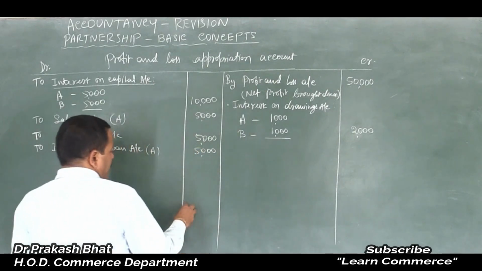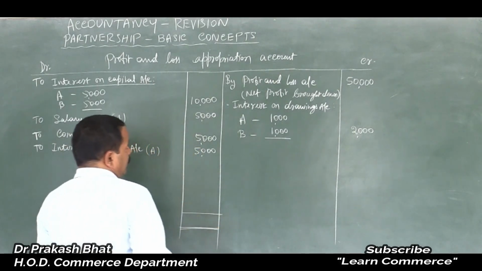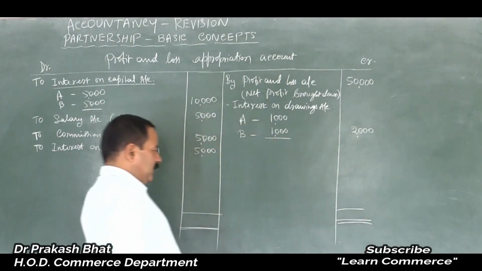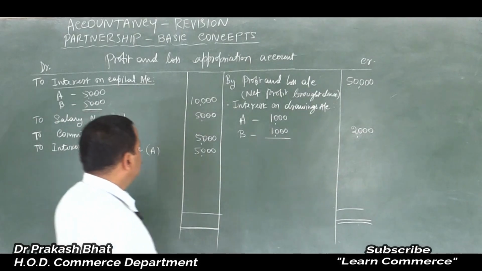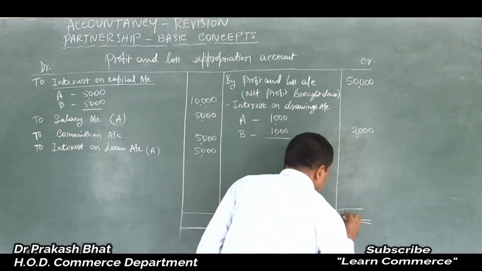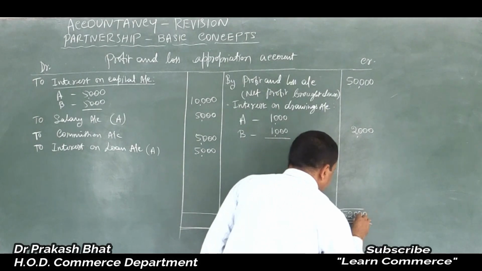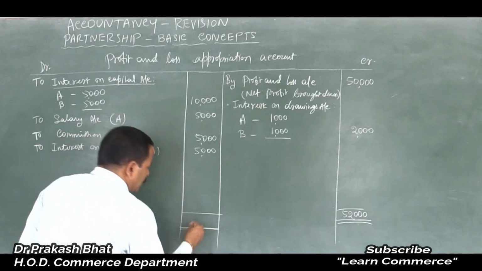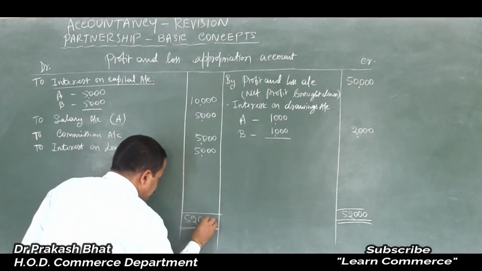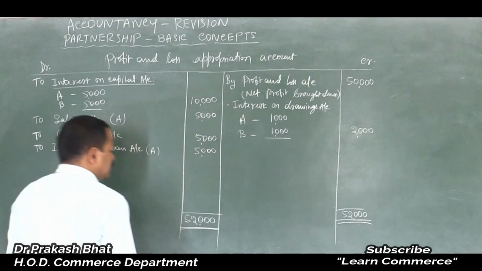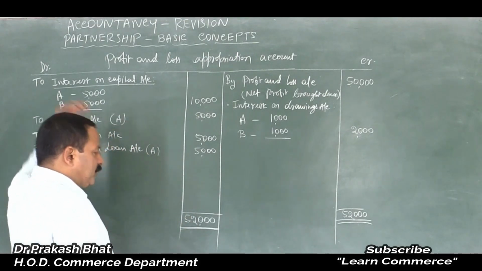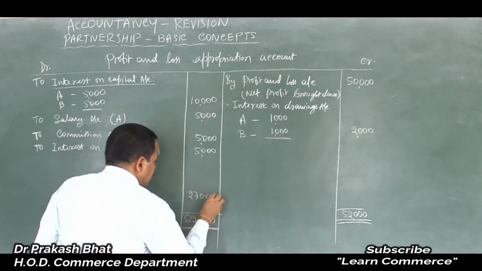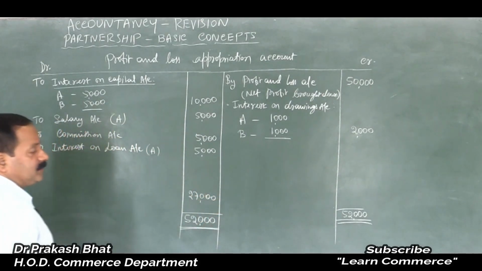So what we will do is close this and find the difference, whether there is any profit available or there is a loss, isn't it? I think this side is greater, 52,000. We take the total of the higher side, then write the same total, 52,000, on the other side. The other side is 25,000, right? So the difference is 27,000. 27,000 is the difference, that is nothing but profit.